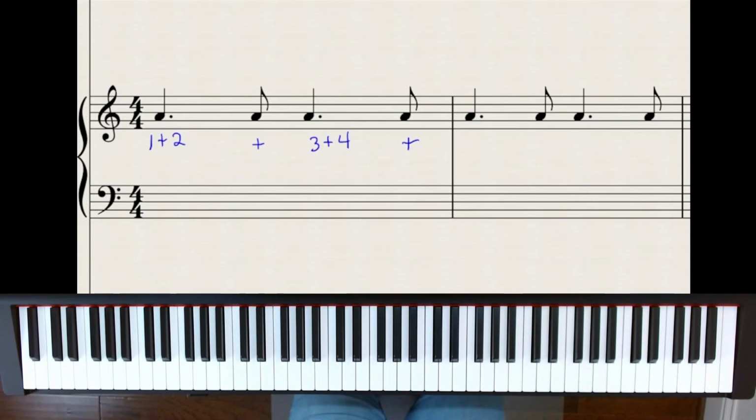Here's the first example I have, and it is a dotted quarter note followed by an eighth note, followed by another dotted quarter note, followed by another eighth note. So in this case, we have to subdivide in order to feel the dotted quarter note and that eighth note correctly. So I'm going to turn on my metronome and clap this out first before I play it. 1 and 2 and 3 and 4 and 1 and 2 and 3 and 4 and. Okay? Now I'm going to go ahead and play it.